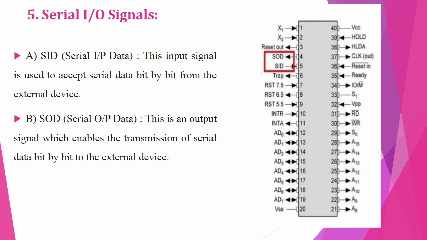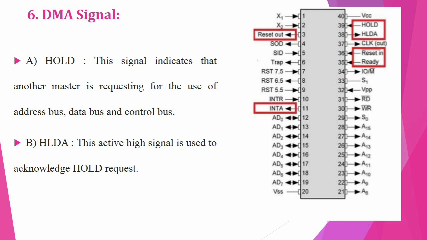The serial I/O signals. The serial I/O signals have two pins, SID and SOD. SID, that is serial input data. This input signal is used to accept serial data bit by bit from the external device. SOD, serial output data. This is an output signal which enables the transmission of serial data bit by bit to the external device.